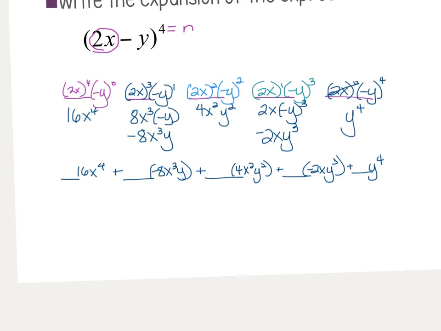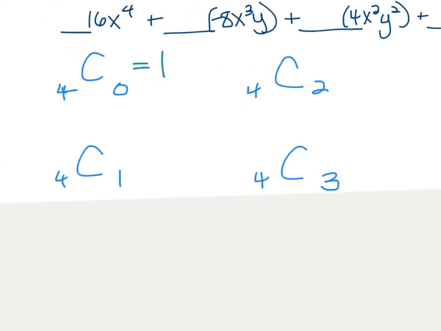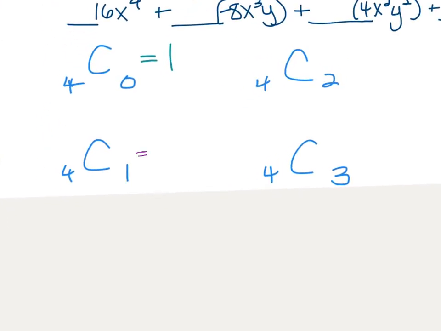Now n is 4, so I'm doing 4C0, 4C1, 4C2, 4C3, and 4C4. What's the first and the last one? 1. So eventually, the more you do this, the coefficients never change. If it's 4 terms, it's always the same 4. But we'll practice it a couple more times, and then I'm going to show you something else.